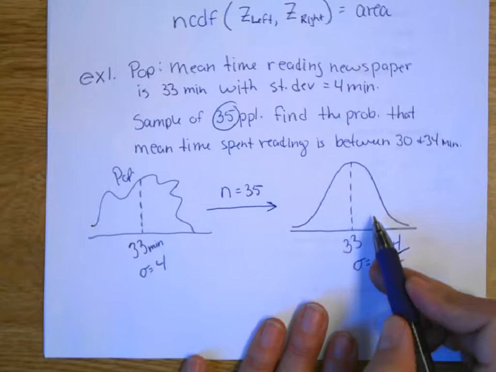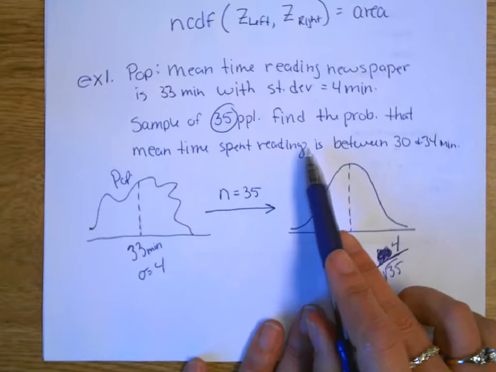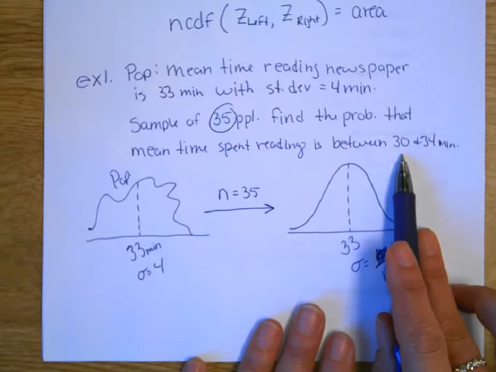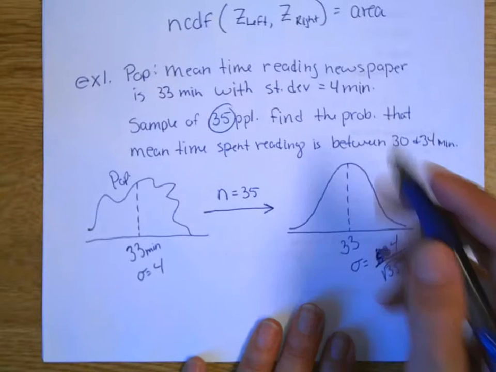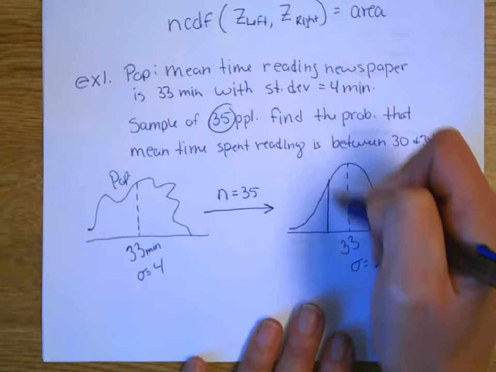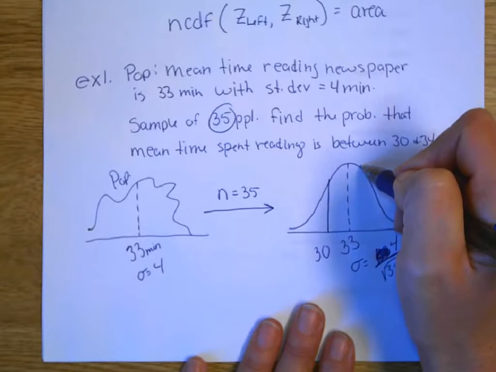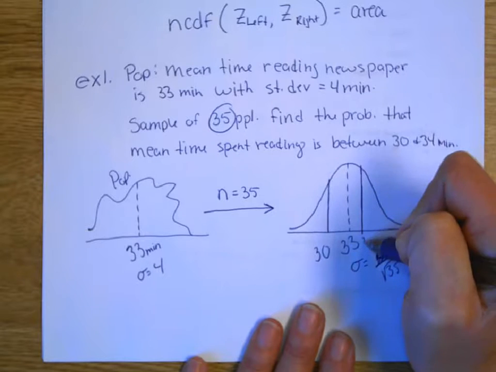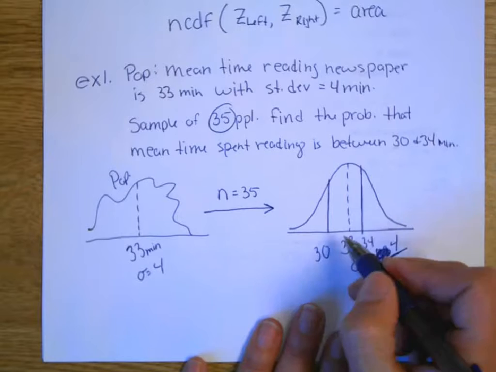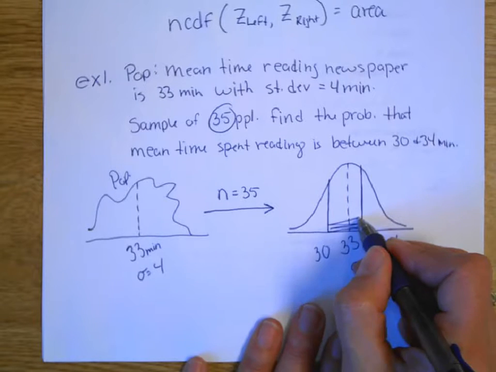So I'm working off of this graph, and I'm asking, what's the probability that my group of 35 people spends between 30 and 34 minutes? So I'm looking for, on this graph, the area from 30 to 34. Do I know exactly where they're at? No, but I know that 30 is below 33 and 34 is above. I'm looking for this area.